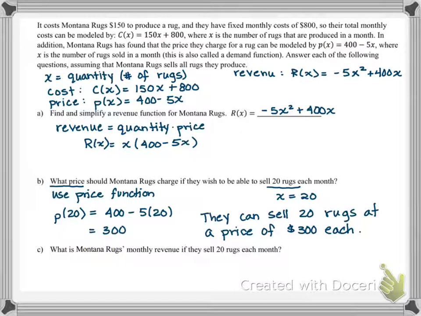What's up, Chris? So I multiplied my quantity, which is x, times my price, which is given by the price function 400 minus 5x. So remember, in general, revenue equals price times quantity.